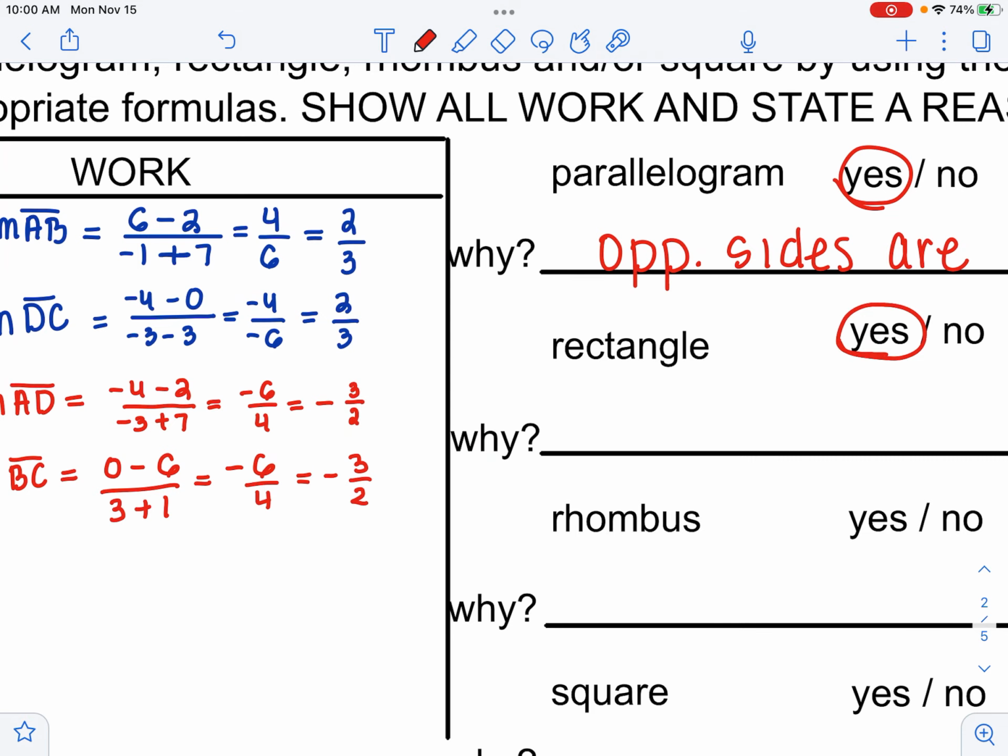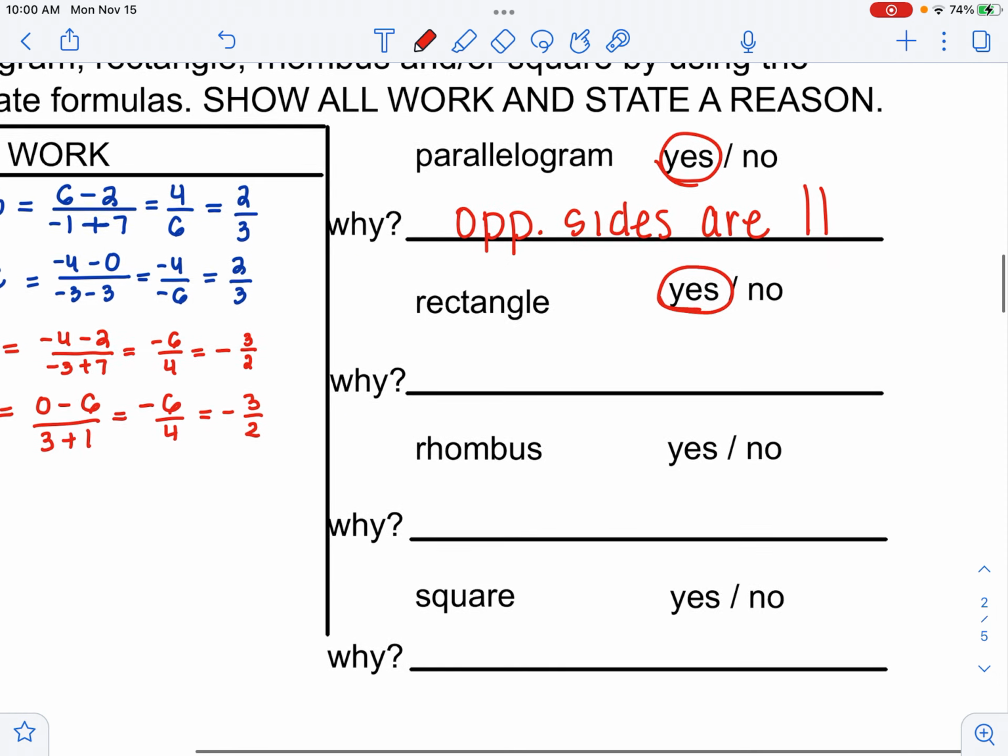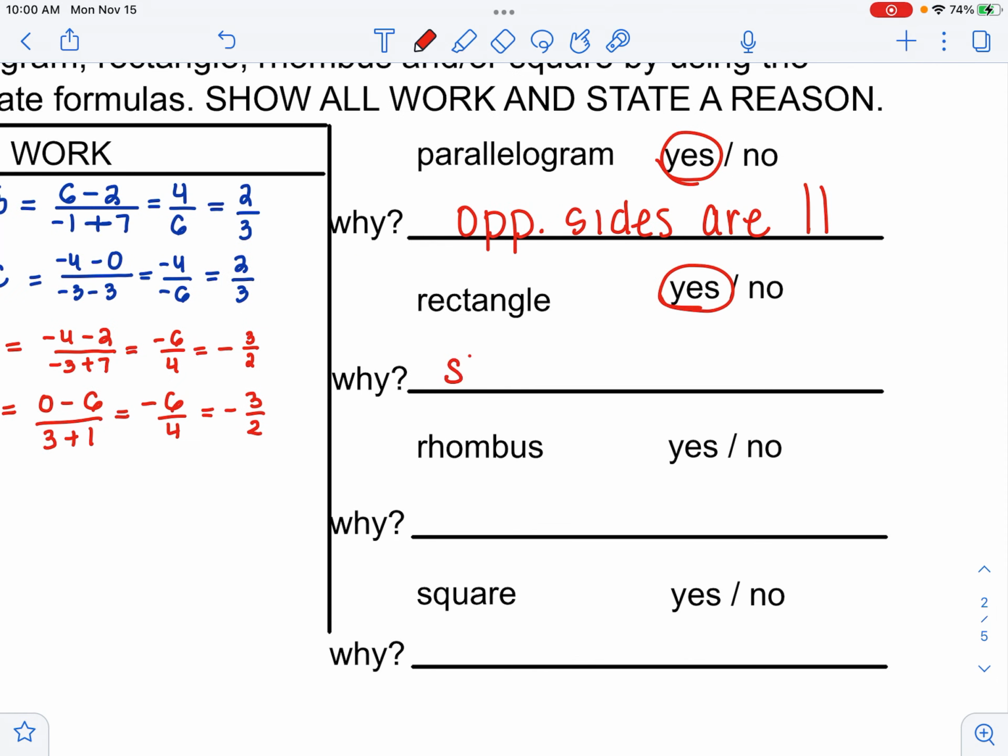And our reason why, you can say one of two reasons. You can say the slopes of the sides are opposite reciprocals, or you can say the sides are perpendicular. So I'm going to say slopes of sides are opposite reciprocals. Once again, the other one that you can say is that the sides are perpendicular. Okay? So another way you can say it, sides are perpendicular.